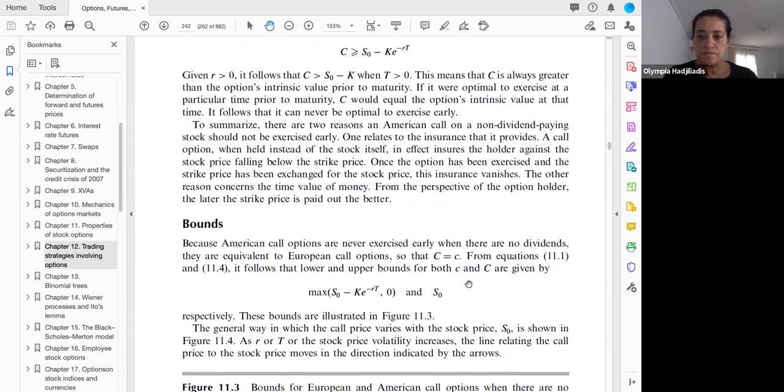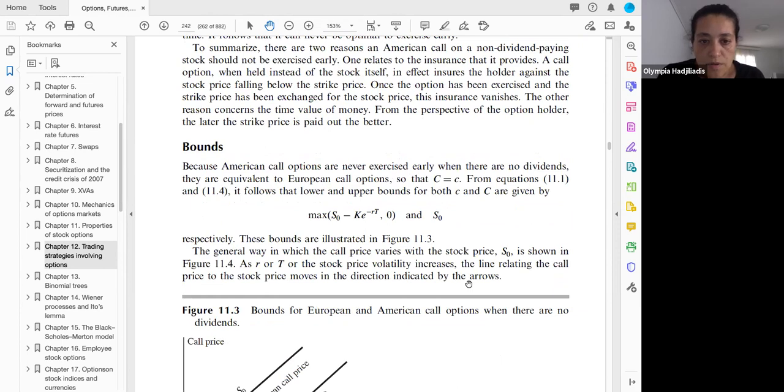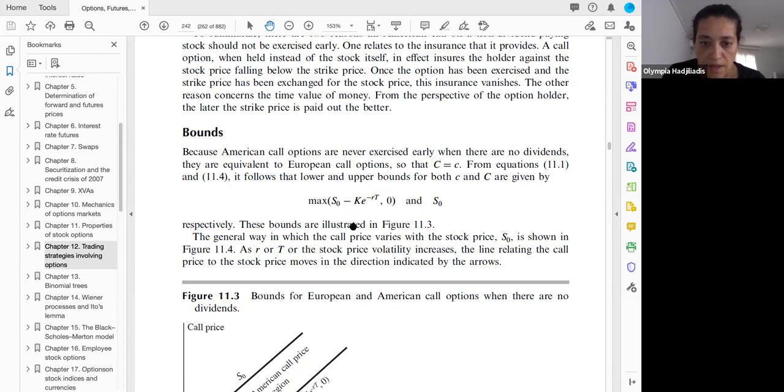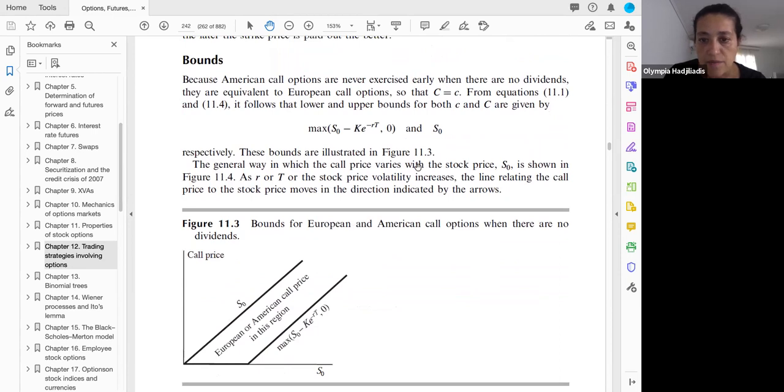So bounds. Because American call options are never exercised early when there are no dividends, they are equivalent to European call options, so that C is equal to little c. From equations 11.1 and 11.4, which we showed before, it follows that lower and upper bounds for both C and little c are given, and the lower bound is the maximum of S0 minus K e to the minus RT and 0. These bounds are illustrated in figure 11.3.